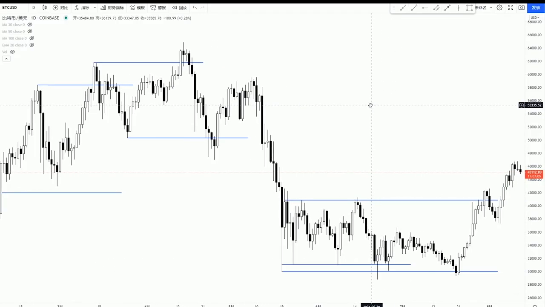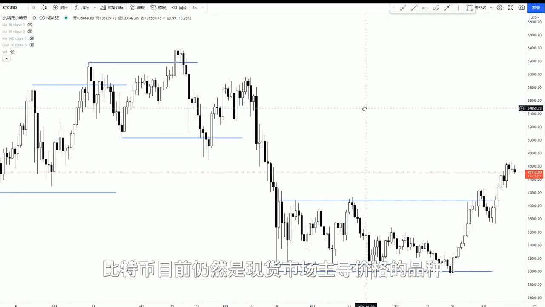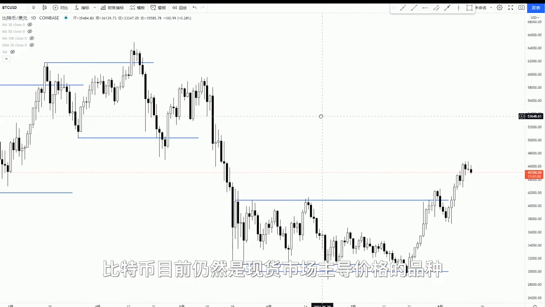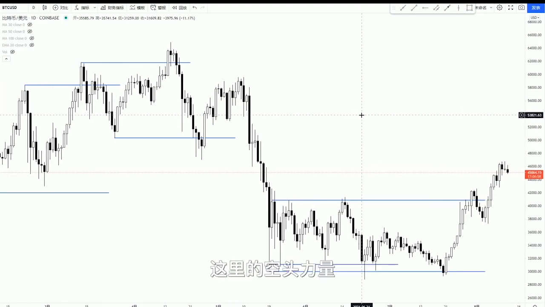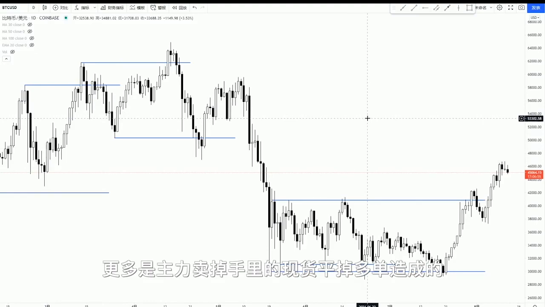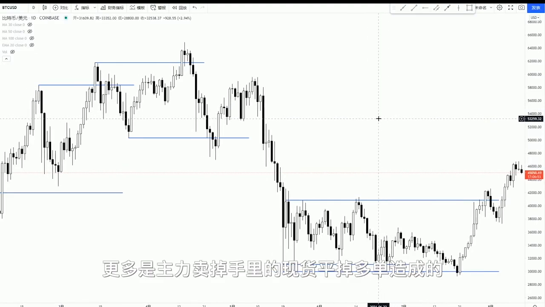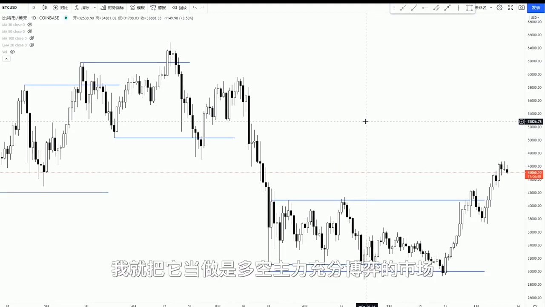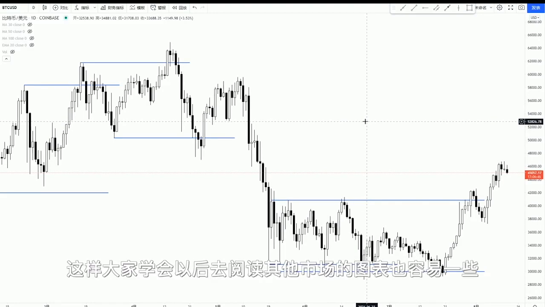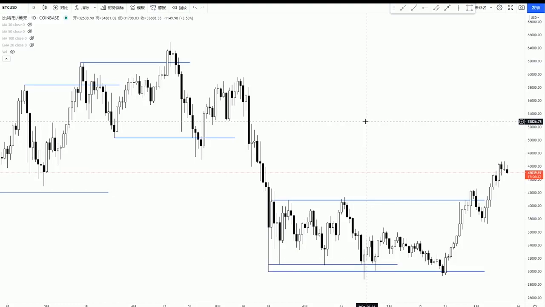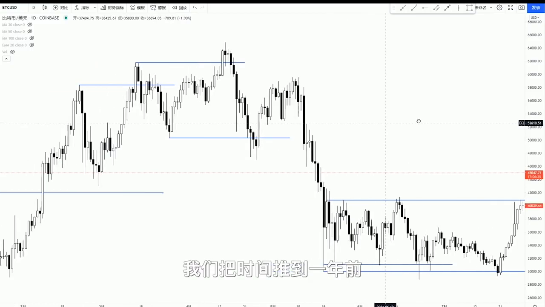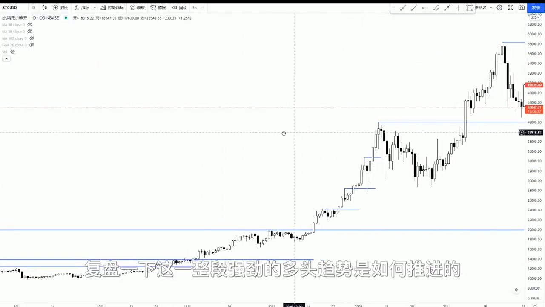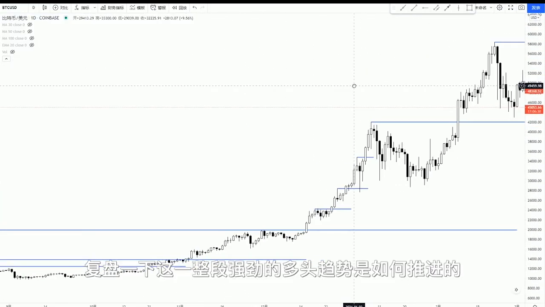I will take the most familiar Bitcoin trend as an example. Note that Bitcoin is still dominated by the spot market. The bear power here is more from the main selling hand's spot market orders, but in order to facilitate understanding, I will treat it as a full game between the main longs and shorts. It makes it easier for you to read charts of other markets later. Let's go back a year to see how this whole strong bull trend played out.